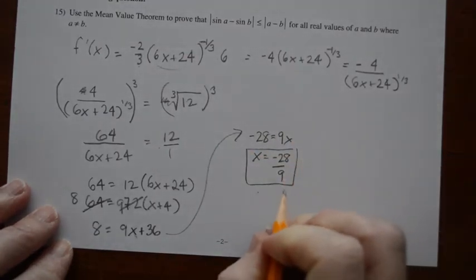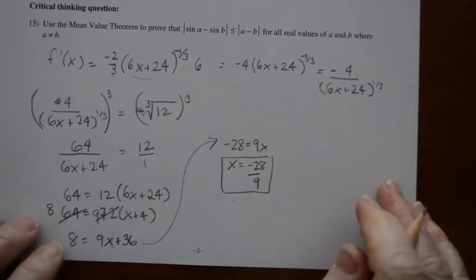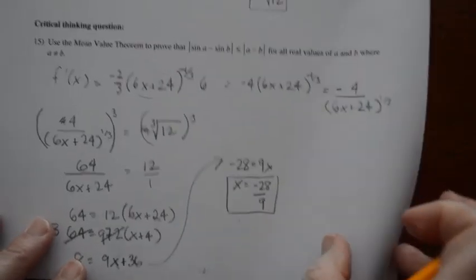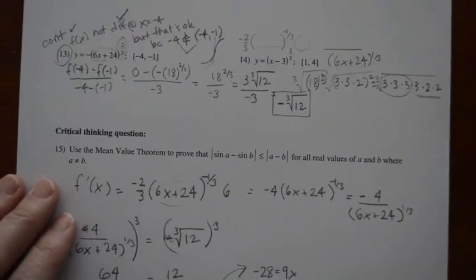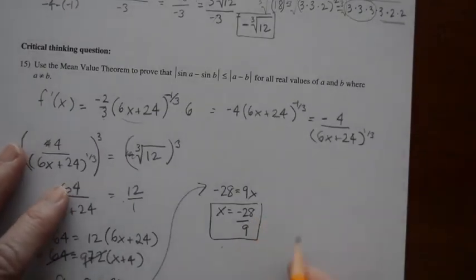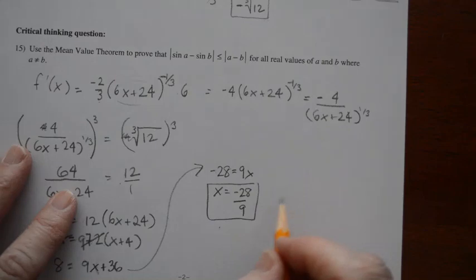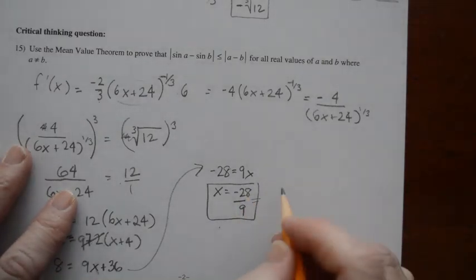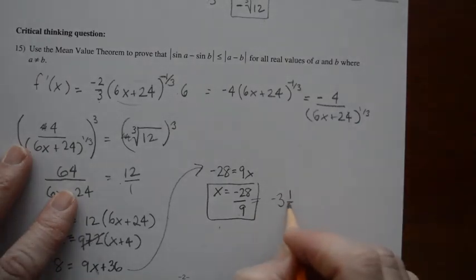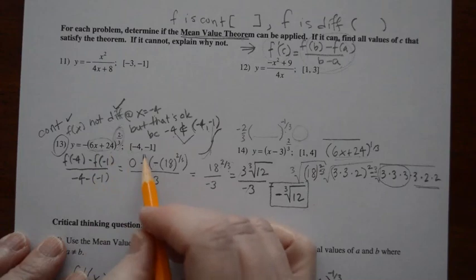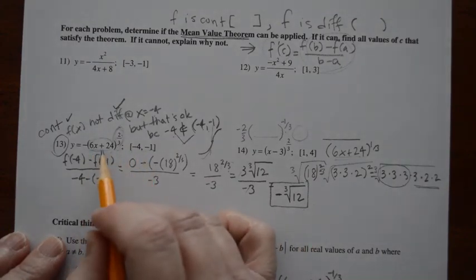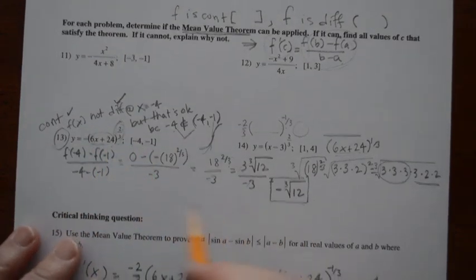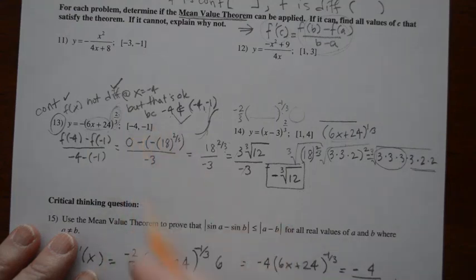And that is the c value that the mean value theorem guarantees. So that at the point negative 28 ninths, actually let's just confirm that that is in the interval. It really should be, but 9 goes into that 3 times. This is negative 3 1/8. So yes, that is in the interval. But it says that at negative 28 ninths, the slope of the tangent line at that point is equal to the slope of the secant line that goes through the two endpoints.